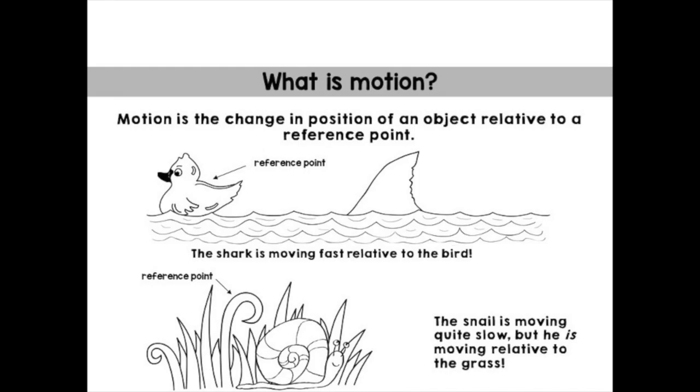So what is motion? Motion is the change in position of an object relative to a reference point. The reference point in this one is the duck. The shark is moving fast relative to the bird. And then the snail is moving quite slow, but he is moving relative to the grass. Compared to the grass, he's moving fast.